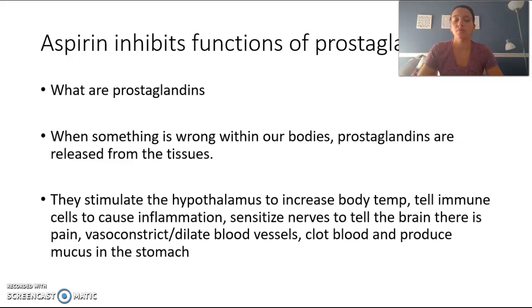That also tells the immune cells in our body to cause inflammation. So when we have some swelling, or really just anything that's inflamed, red, warm, swollen, that's due to prostaglandins being released, and it triggers the immune response and the inflammatory response. Prostaglandins also sensitize the nerves, and they tell the brain that there's pain going on in the body. They can also vasoconstrict or dilate blood vessels. They clot the blood and produce mucus in the stomach.